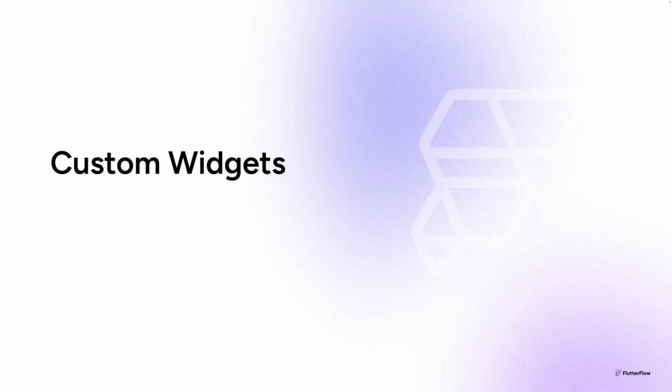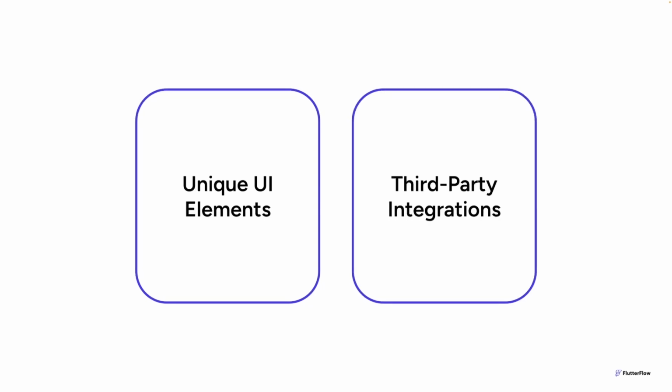The third option of writing custom code is custom widget. Generally, you would need to use custom widgets when you need to create complex UI components that are not available in the default FlutterFlow widget sets. Or you want to integrate external UI packages from pub.dev to enhance the functionality and appearance of your app.